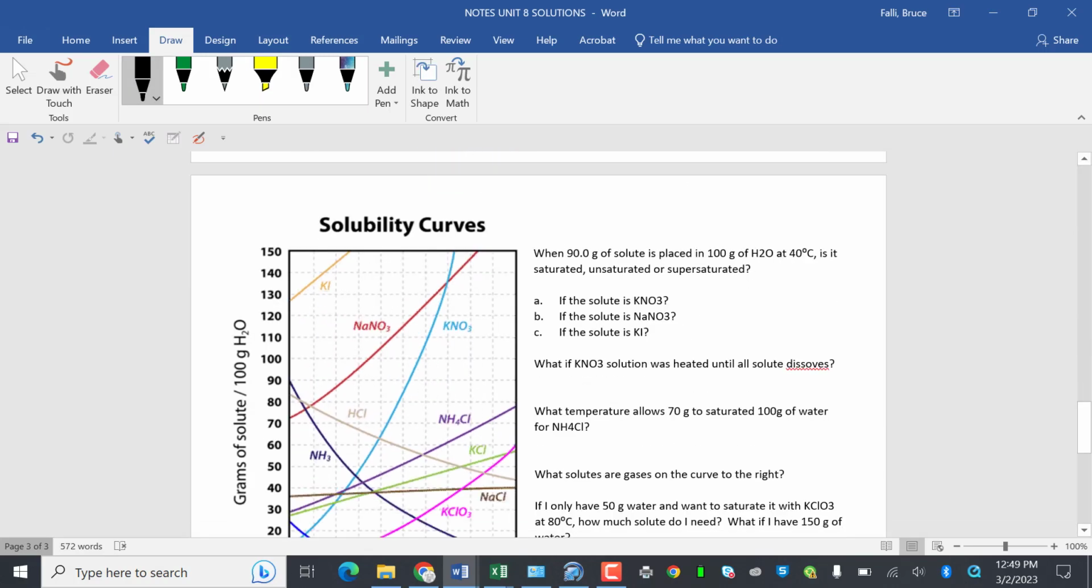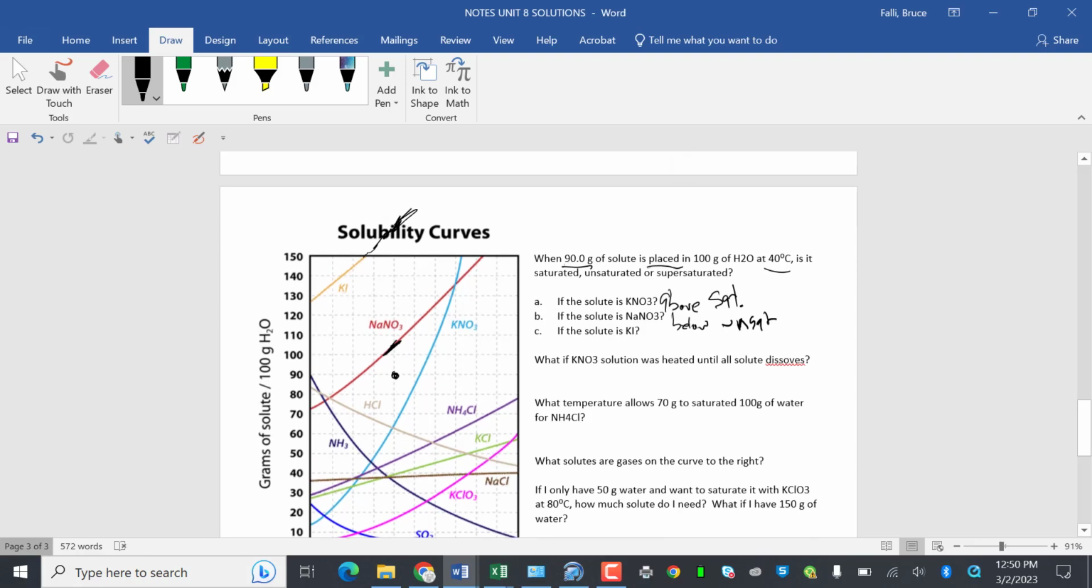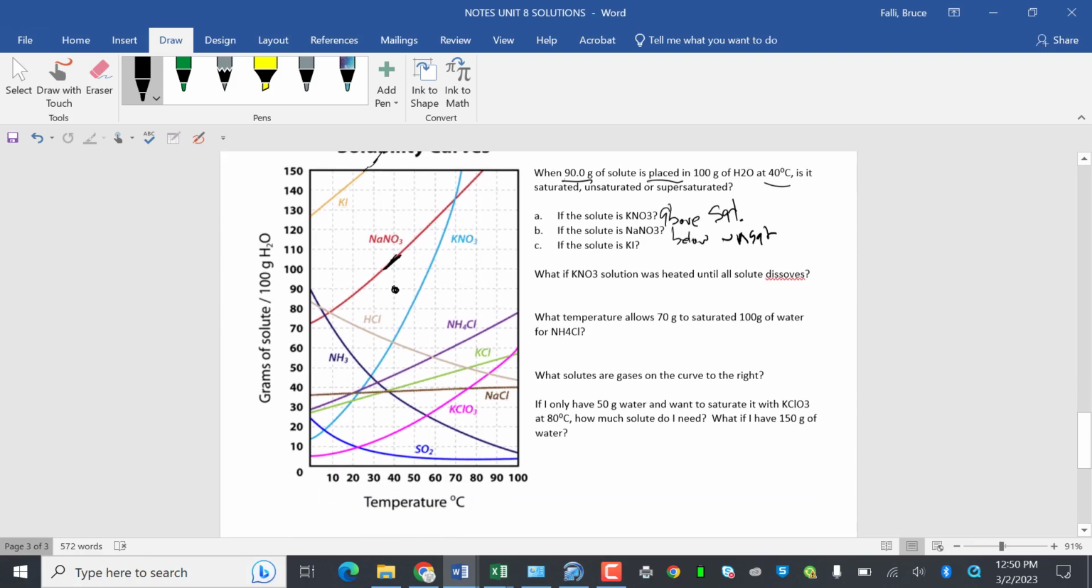So then let's roll with this. When 90 grams of solute is placed in 100 grams of water at 40, is it saturated, unsaturated, or supersaturated? If it's KNO3, let's look at 90 grams of solute, 40 degrees. If it's KNO3, that's above. Now it says placed, not dissolved. That's saturated. And NaNO3, it's below. It's unsaturated. If it's KI, tricky question. I think it's pretty safe to assume that KI goes on this pattern, right? Let's extrapolate our lines a little bit, and that's still going to be unsaturated.